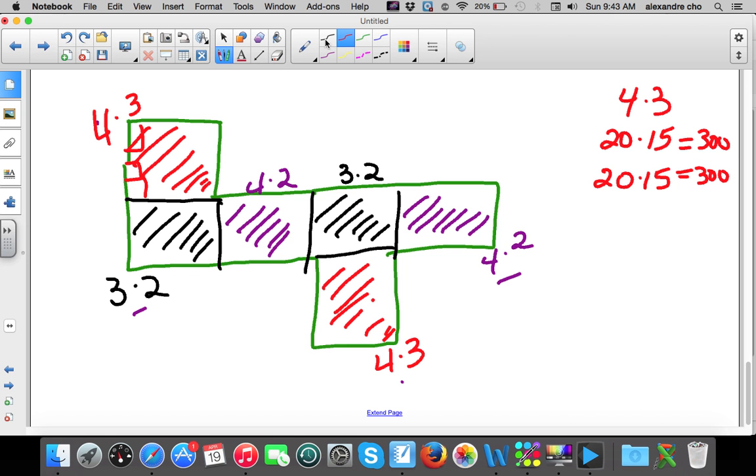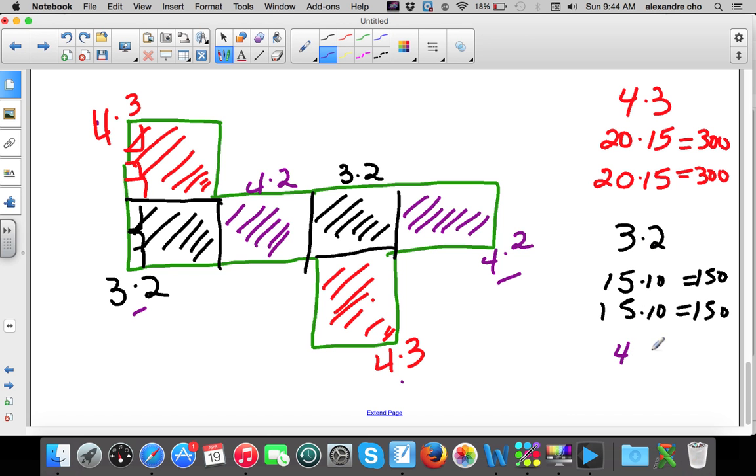Now, let's do it in black here, the 3x2. The 3x2 is not really a 3x2. It's 3 squares, and these squares represent 5, so it's a 15x10, which gives you 150. And you have another 15x10, which gives you 150 as well. And finally, you have a 4x2. 4 squares, 5, 10, 15, 20, and 2 squares is 10, so it's a 20x10. That gives you 200.